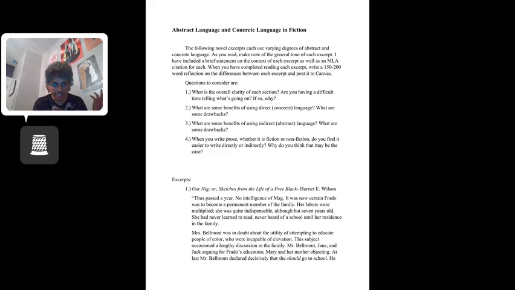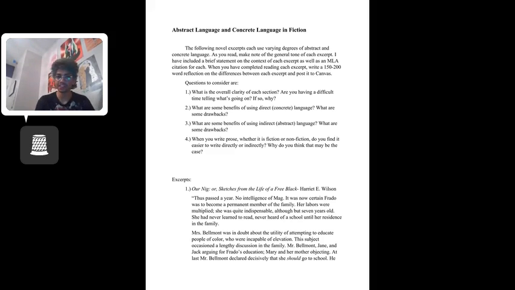So you'll see this last sentence in this paragraph: her labors were multiplied. She was quite indispensable, although but 70 years old. So in that sentence, you learn quite a bit of information, even though the words themselves are very simple, just stating it like it is.